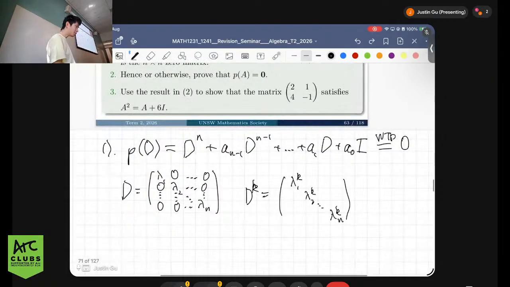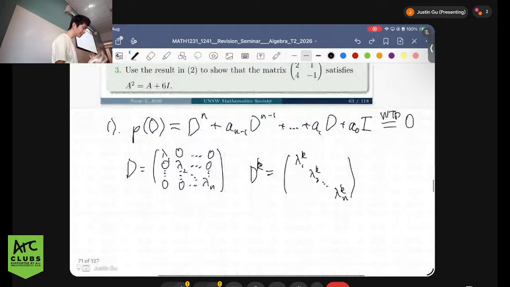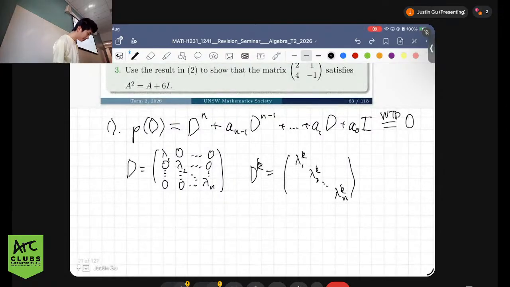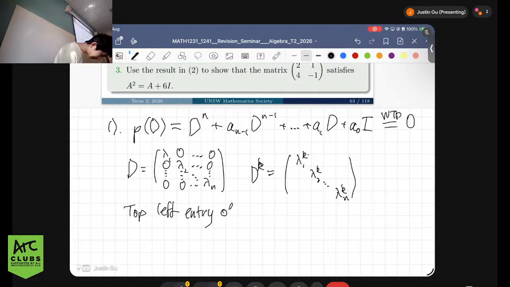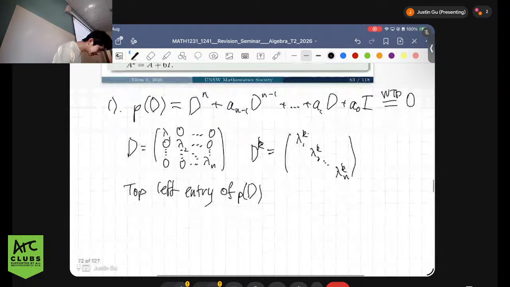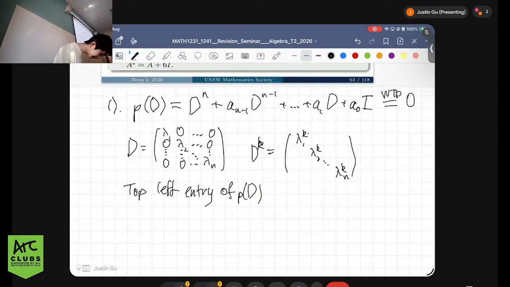But what we can do is look at the columns, the individual entries. So let's look at the top left entry of P of D. D to the n is going to give top left entry lambda 1 to the n. D to the n minus 1 is going to have top left entry lambda 1 to the n minus 1.